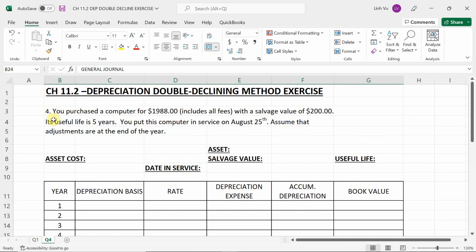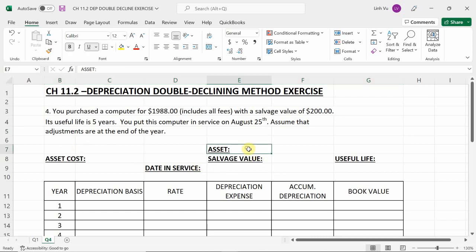So, number 4, okay? If you decide to purchase a computer for $1,988, which includes all fees, with a salvage value of $200, its estimated useful life is 5 years, and you put this machine into service as of August 25th. Assume that you are doing your adjustment entries at the end of the year, December 31st.